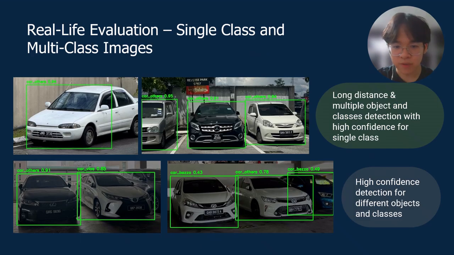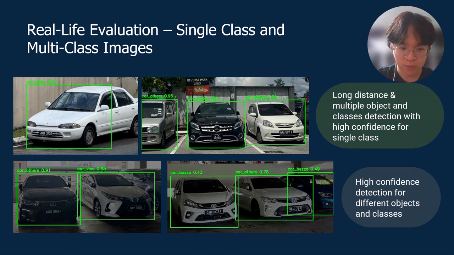Now that we have evaluated the model based on the training and validation result, we'll move on to the real-life evaluation. In this slide, we have the single class and the multi-class images. At the top side of the image, in both these images, there's only one class inside the image. We can see that in both long range, on the left side, and close to medium range, on the right side, the model can accurately give out the correct prediction with a very high value of confidence at about 90 and above.